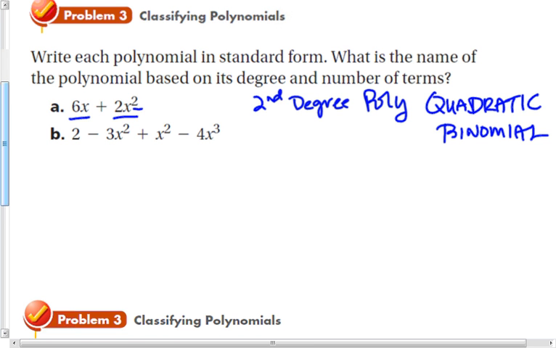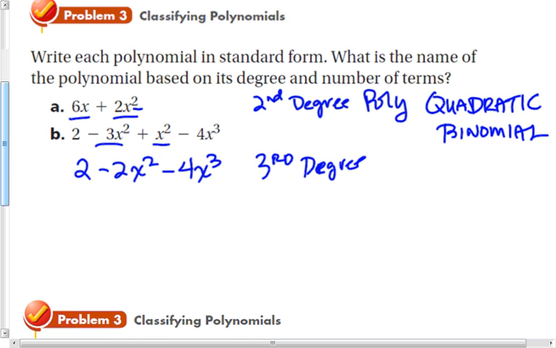All right. This next one here is not simplified. First thing we need to do is simplify, combine these two like terms here. Negative 3 plus 1 is negative 2x squared minus 4x third. Since it's a third degree, and it has three terms, we're going to call it a third degree polynomial. It's third degree because the highest power is 3. A third degree polynomial is called a cubic, and because it has three terms, we're going to call it a trinomial. So a cubic trinomial.